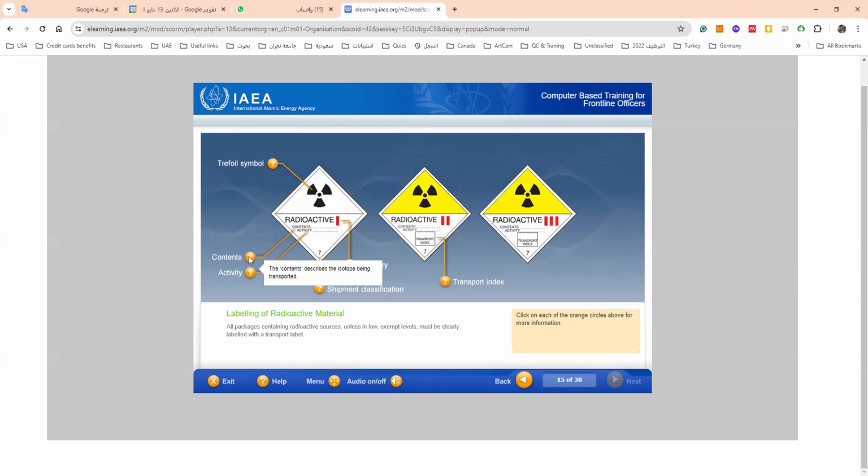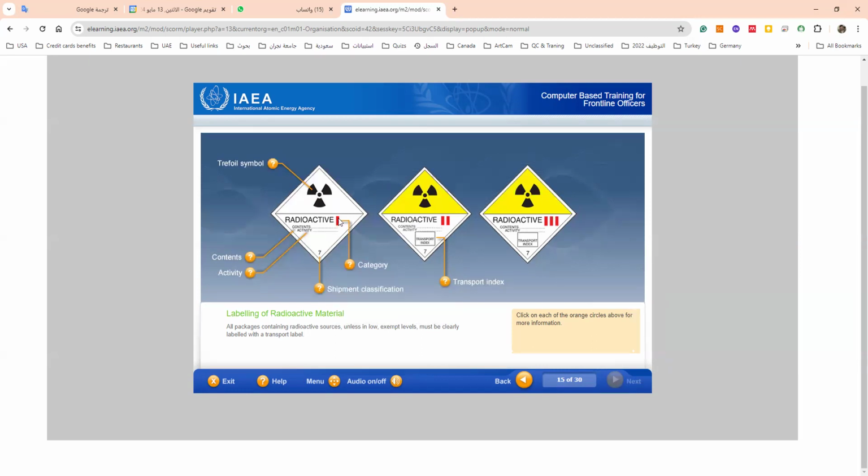This is the content, which describes the isotopes being transported. Here is the activity level of the isotopes. Number 7 is the shipment classification. This number could be different from 7. This number indicates that the shipment is radioactive material in the hazardous goods classification system.